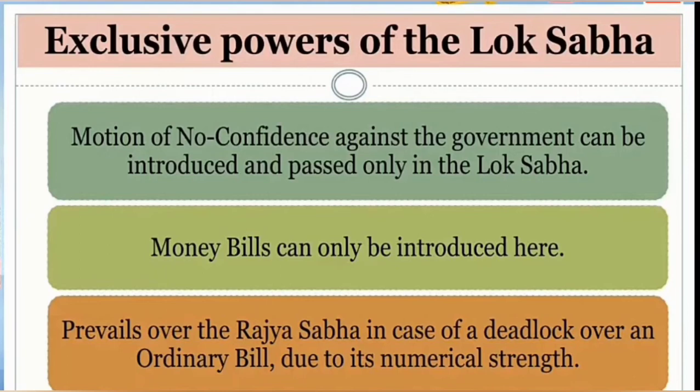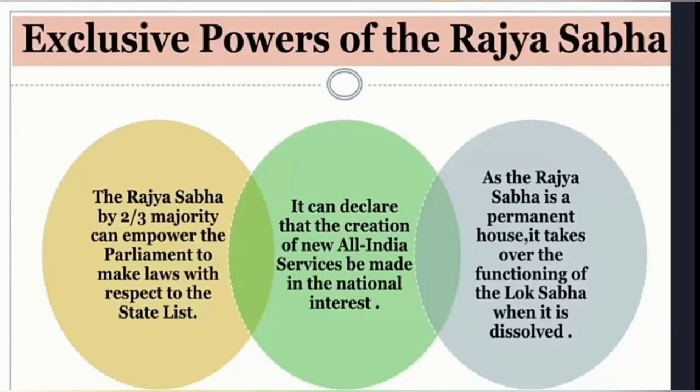Then we have exclusive powers of the Lok Sabha. A motion of no confidence against the government can be introduced and passed only in the Lok Sabha. Money bills can only be introduced here and not in the Rajya Sabha. It prevails over the Rajya Sabha in case of a deadlock over an ordinary bill due to its numerical strength. Then we have exclusive powers of the Rajya Sabha. A two-third majority can empower the parliament to make laws with respect to the state list. It can declare that the creation of new all India services can be made in the national interest.